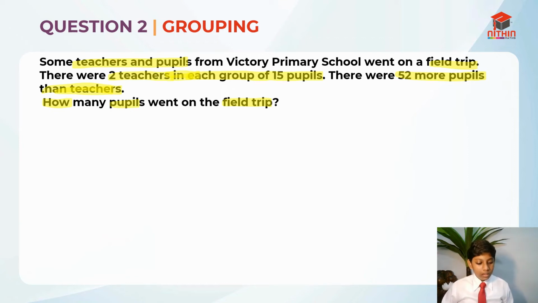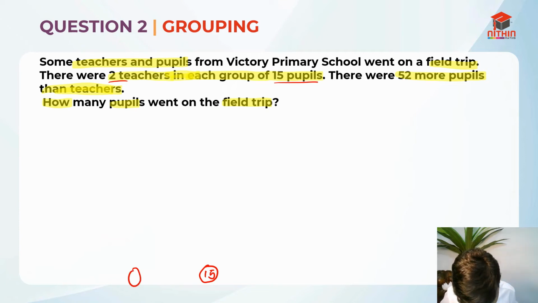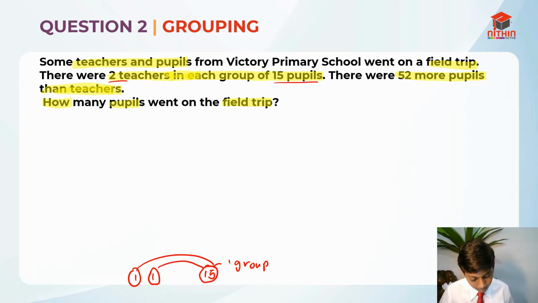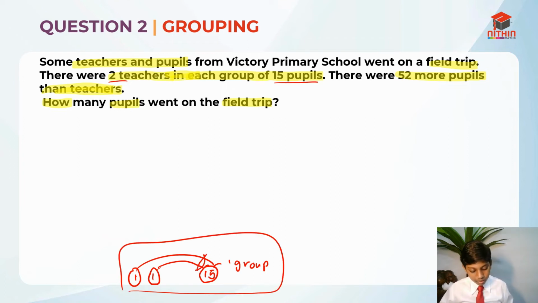So basically, what this sentence means is that there are 15 pupils, right? So this is 15. And then there are 2 teachers. So these 2 teachers and this one group of 15 pupils, in this group, there are 2 teachers coming in to look after them. So basically, all of this makes one group.